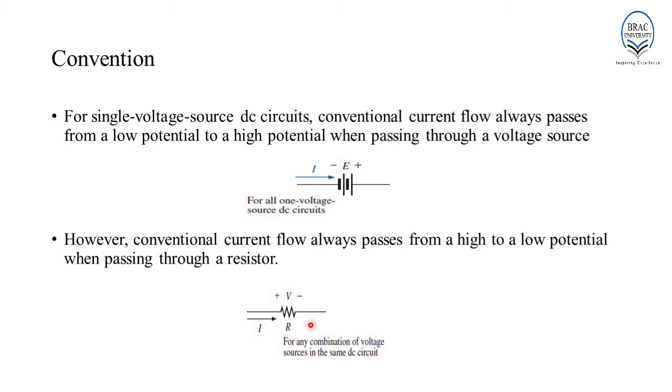In other words, for single voltage source DC circuits, conventional current flow always passes from a lower potential to a higher potential when passing through a voltage source. However, conventional current flow always passes from a high potential to a low potential when passing through a resistor or load.